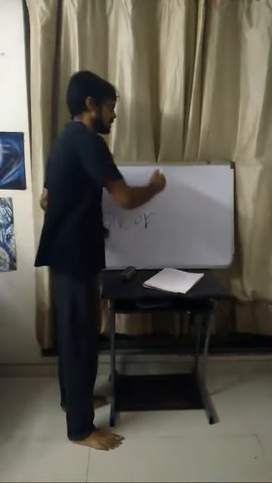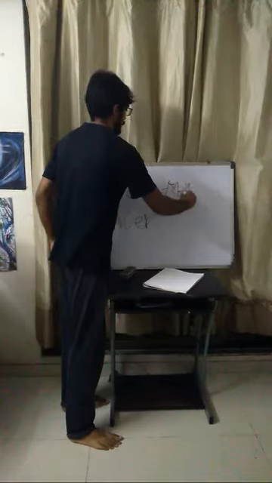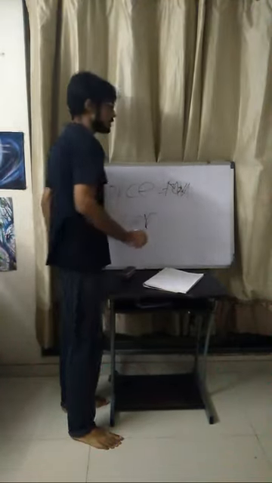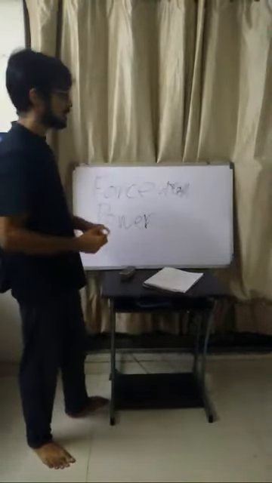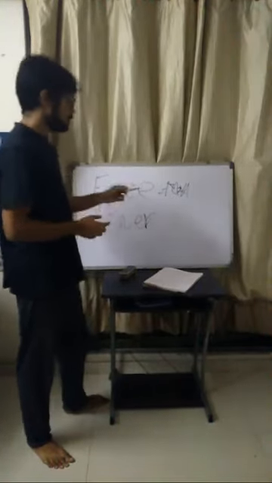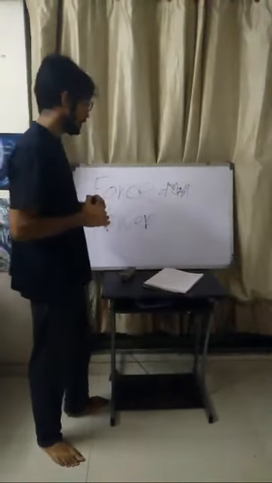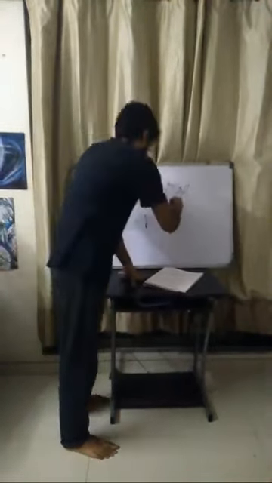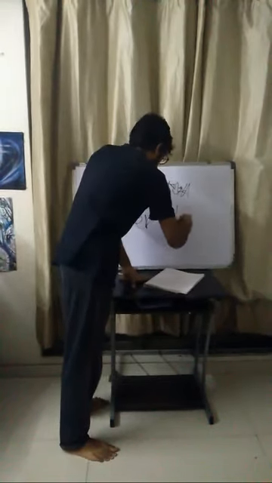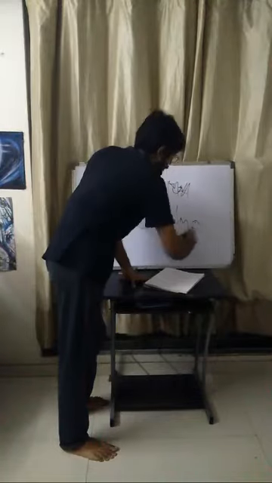Force is the ability to take a mass and cause it to have acceleration. It's directly proportional to both mass and acceleration. It doesn't have any other proportionality constant. Power is force divided by time. MA divided by T.